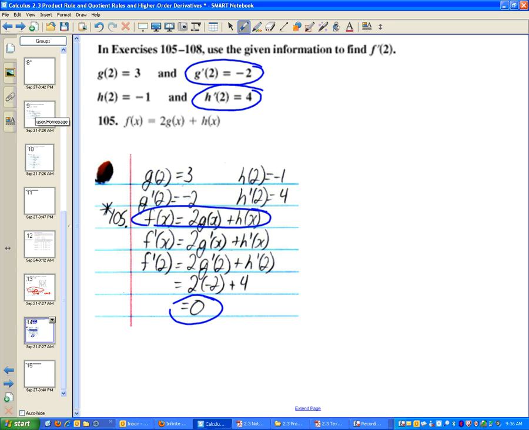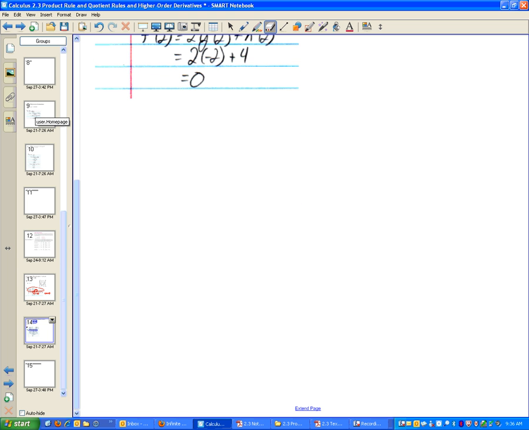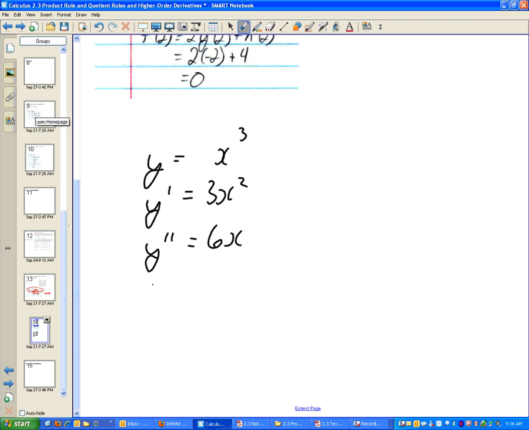When you take the second derivative, third derivative, whatever, just keep doing the same rules. And see, it sounds horrible, right? But sometimes derivatives get easier as you go. I mean, watch this. If y equals x cubed, what's y prime equal? 3x squared. What's y double prime equal? 6x. What's y triple prime equal?